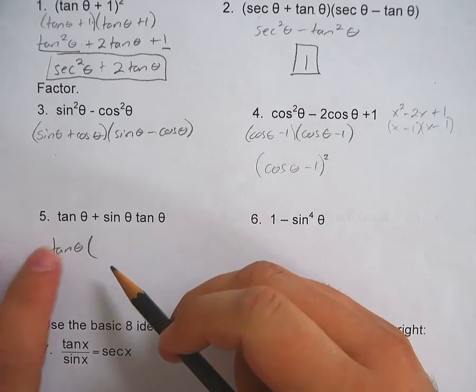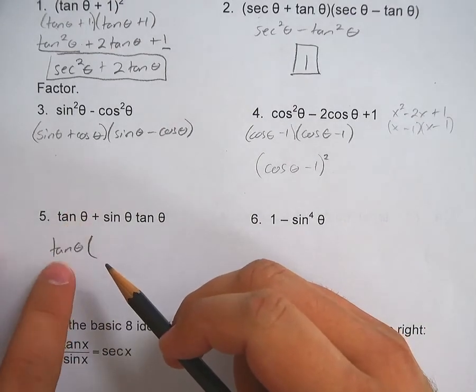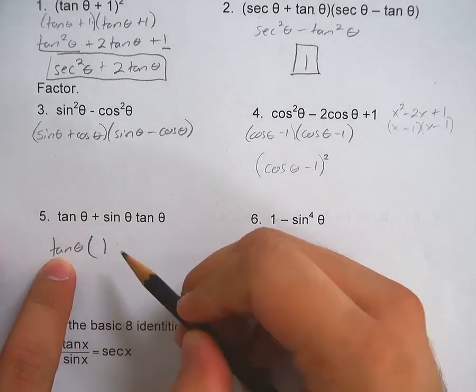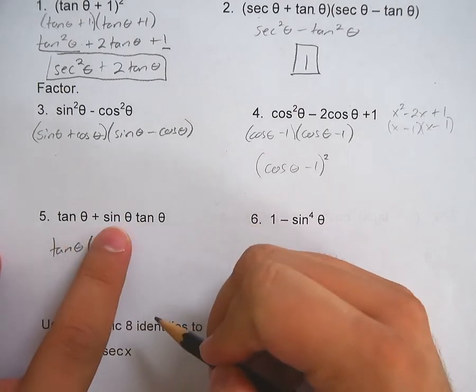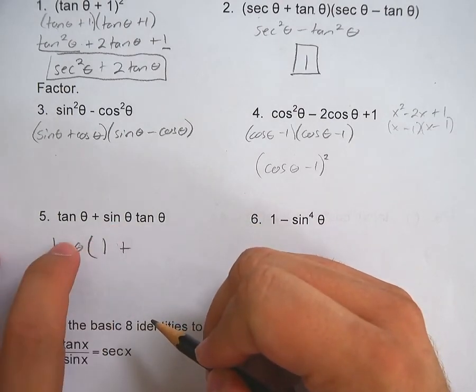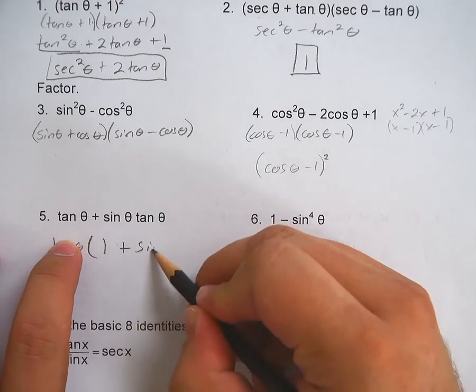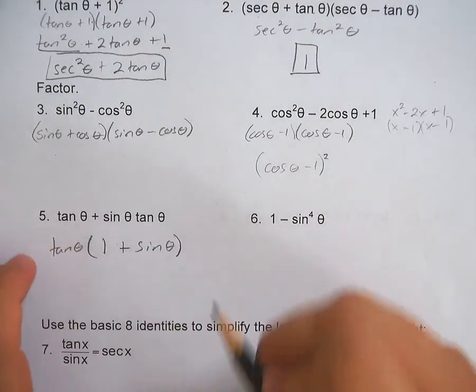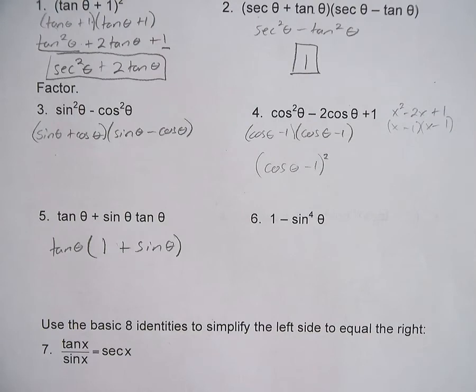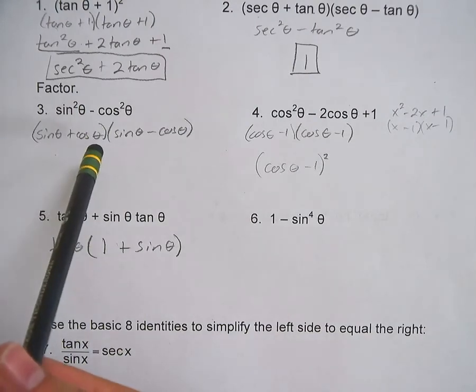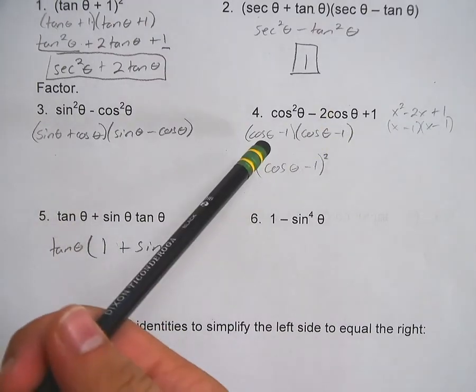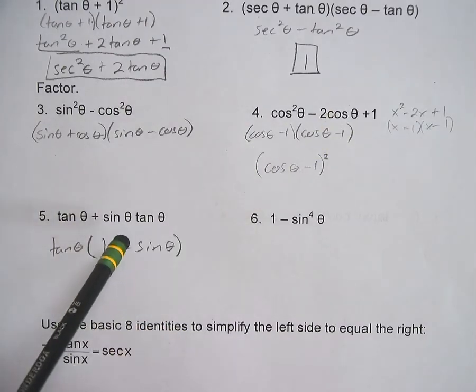And what's left? If I divide tangent theta by tangent theta, what do you have? You got a 1 plus sine theta tangent theta divided by tangent theta, you got sine theta. Not too shabby, is it? So we had difference of two squares, straight out factoring, greatest common factor, and then number 6. 1 minus sine to the 4th? Holy smoke.